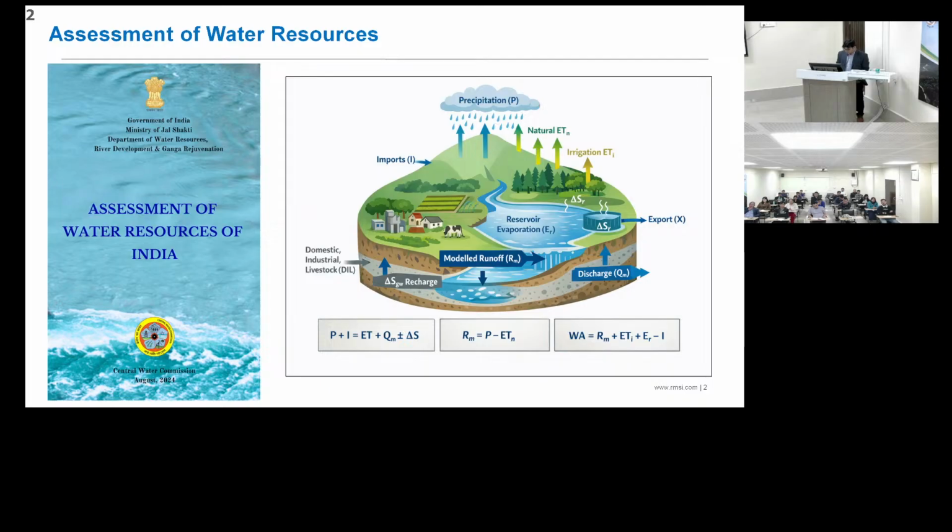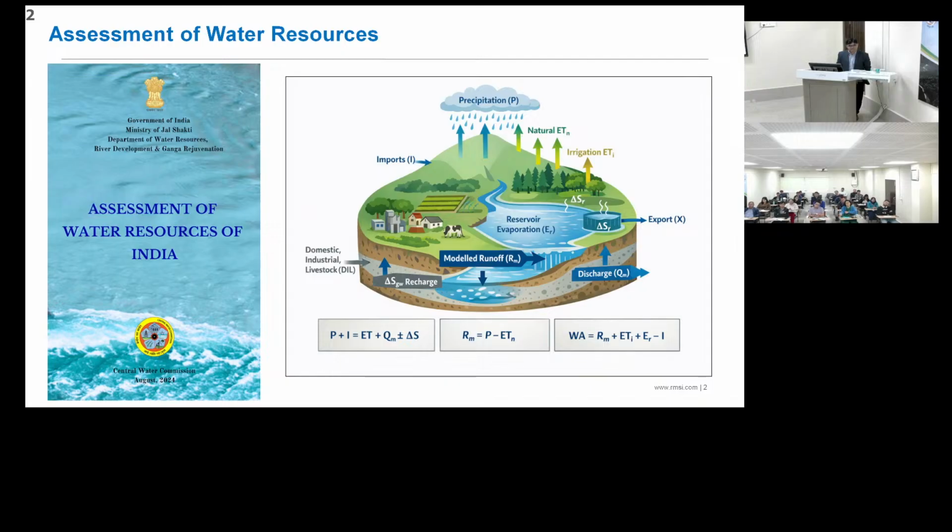So the equation has been given here: P, precipitation, plus I, inflow from upstream catchment. Then ET means total evapotranspiration losses, which includes all kinds of evapotranspiration losses. Then QM is your discharge, and delta S is the change in the storage or change in the moisture content within the system. Then your model runoff should be P minus ETN.